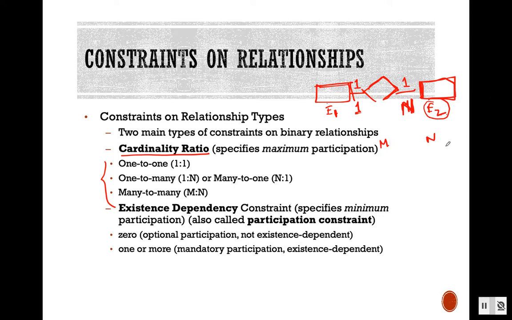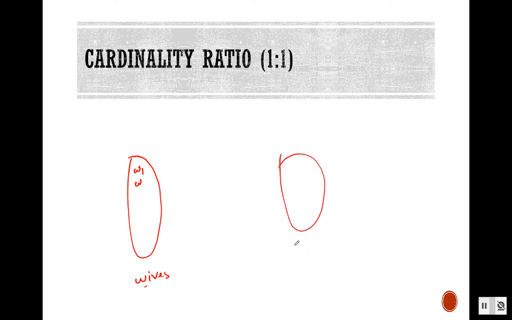So we will see a couple of examples. Let's see a couple of practical examples of a one-to-one relationship. Let's say we have a set of wives, and we have a set of husbands.